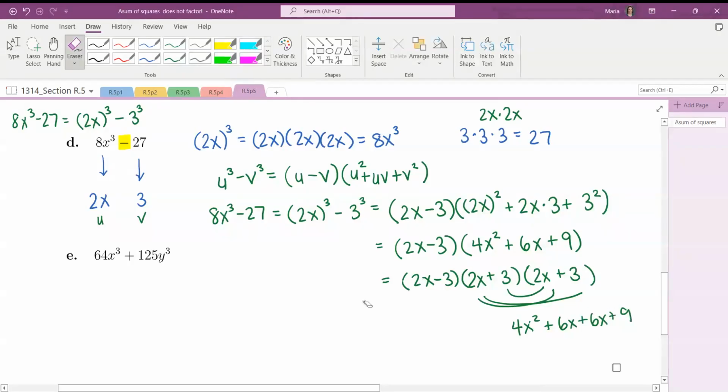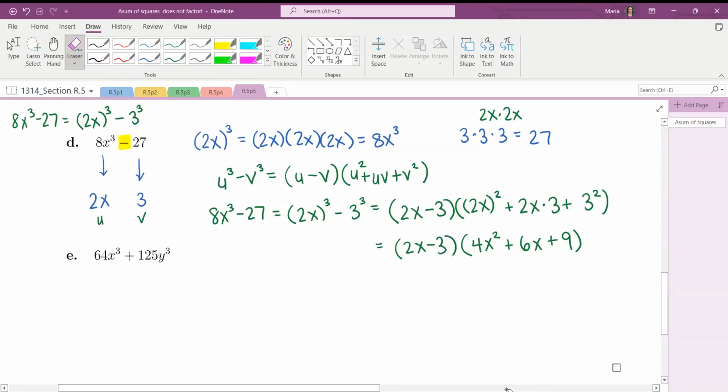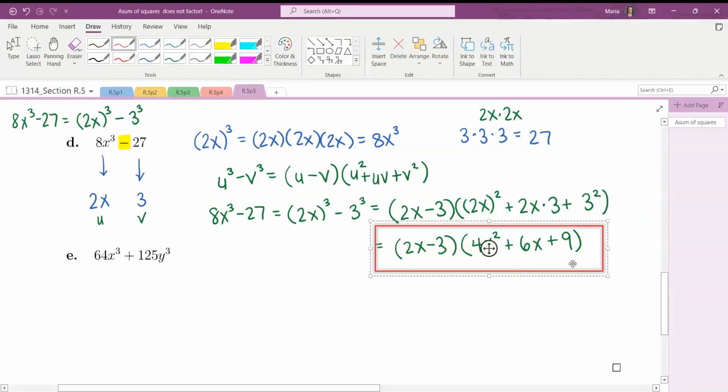So it actually doesn't factor this way. So I was wrong. See, I make mistakes too. Okay, I think this may be as far as you can go. So I'm going to go ahead and box this as the answer. Now that I've looked at it, I don't think that 4x squared plus 6x plus 9 factors.